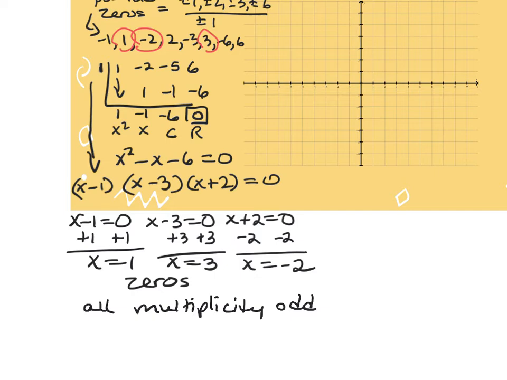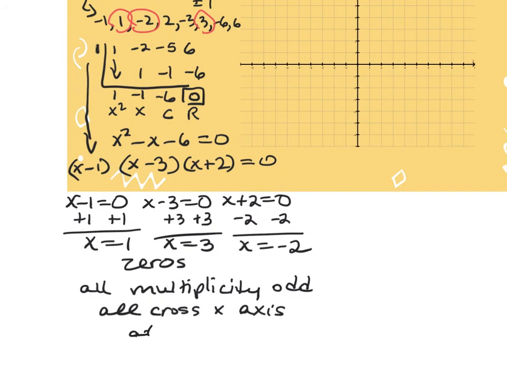All right, so they all have a multiplicity that's odd. And again, the multiplicity tells me that they're all going to cross the x-axis. Do we have to put that part on the whole? No. All you're doing is telling me multiplicity is odd. Good?